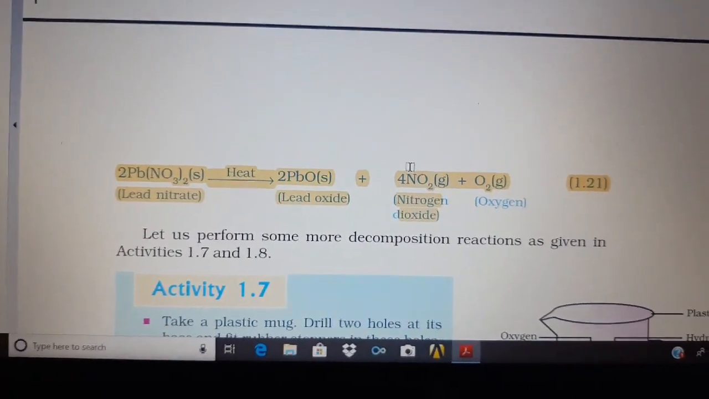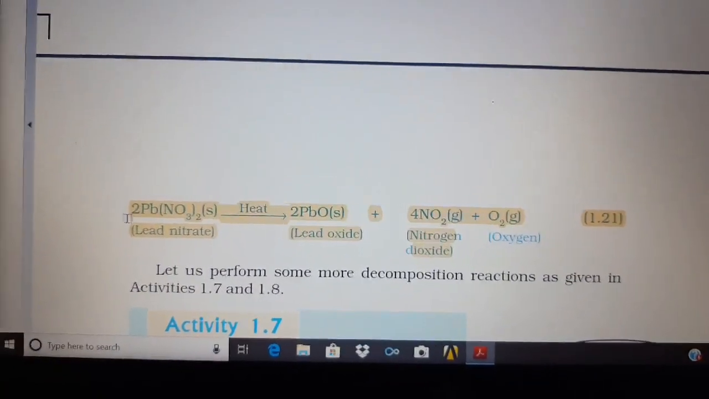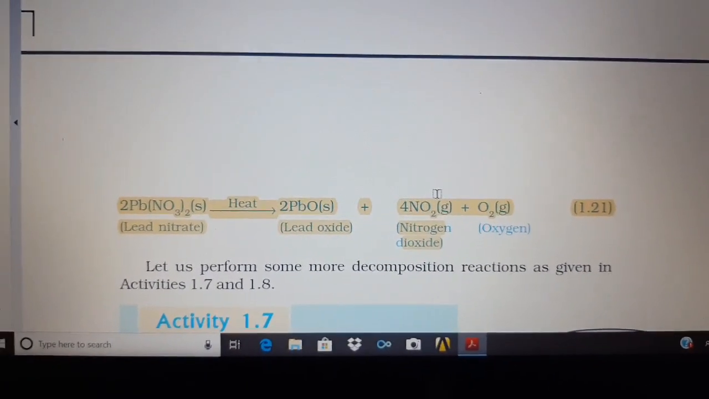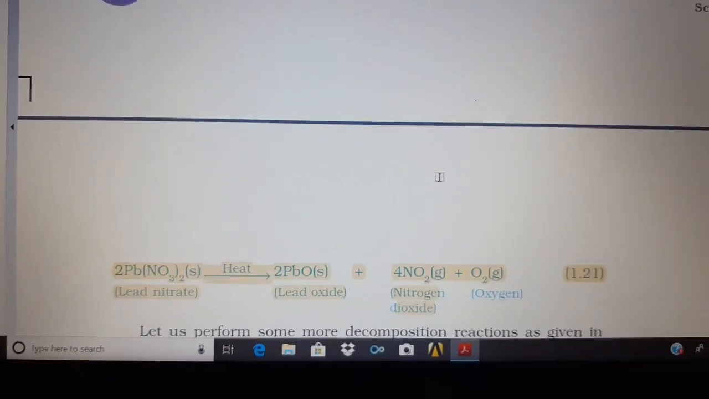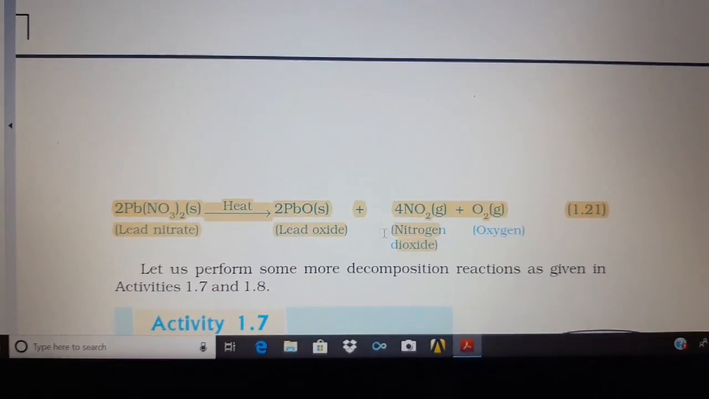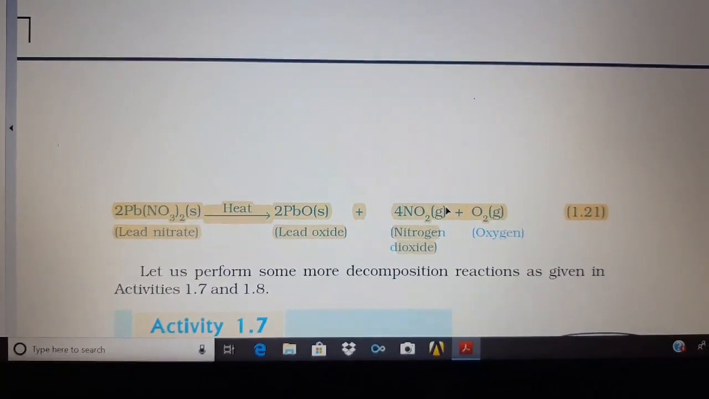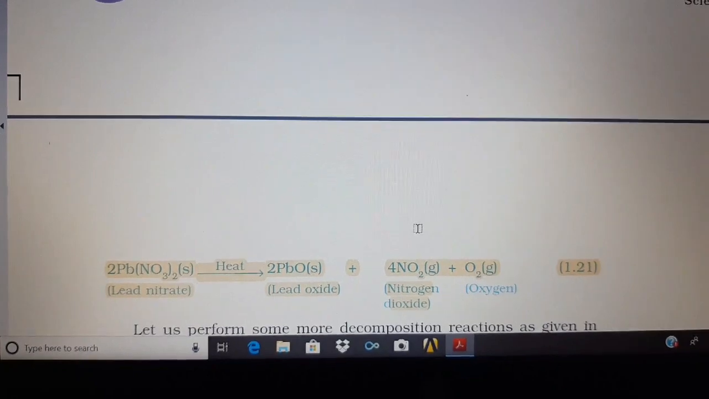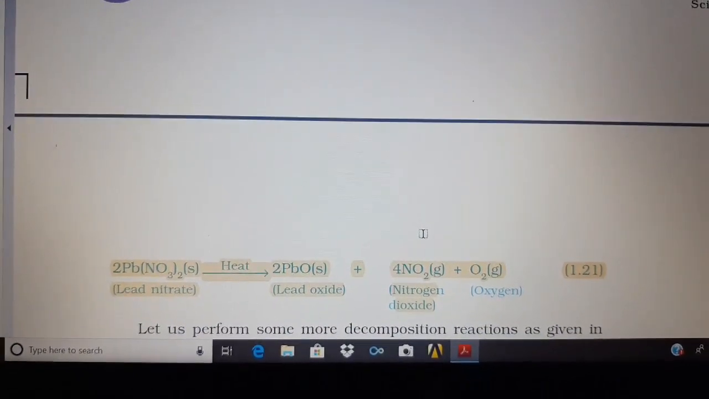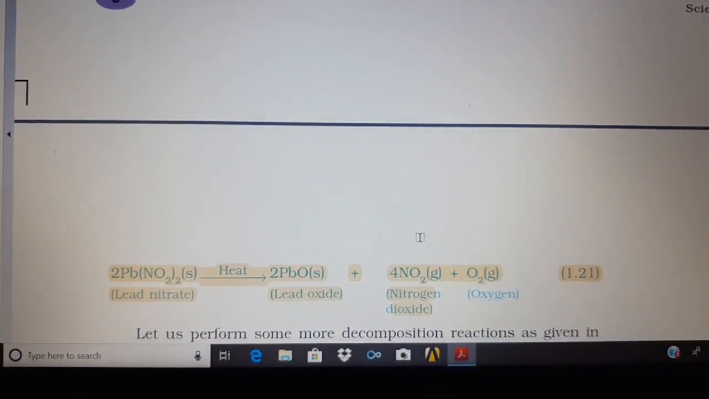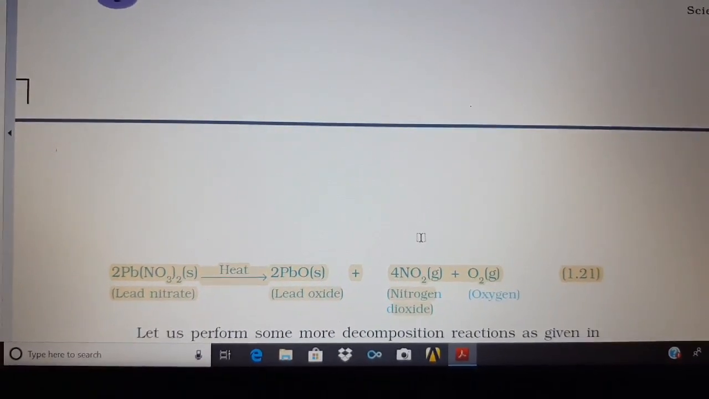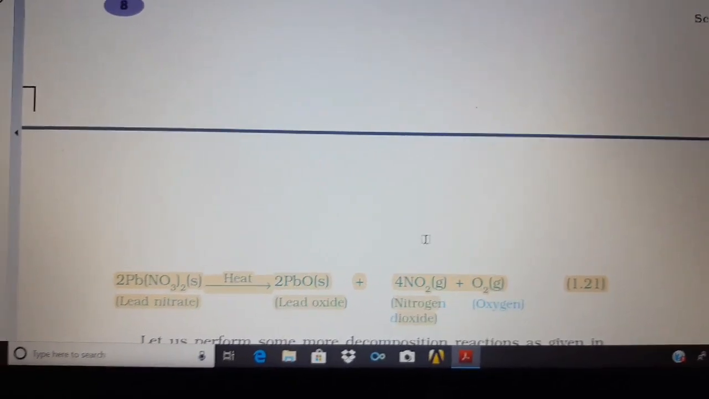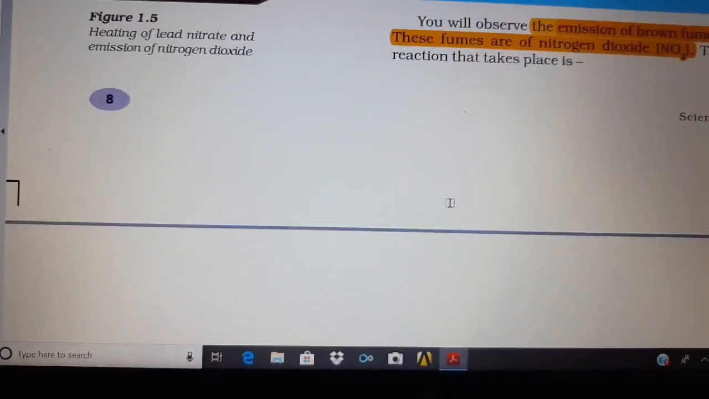So one more thing which you will observe while heating lead nitrate is that it is associated with the release of a brown colored gas, and that brown colored gas is nothing but nitrogen dioxide. Please keep in mind the color of nitrogen dioxide gas, because in the class 10th final science exam, they do not ask direct questions, they ask only conceptual questions. They test your concepts through these single-line questions.